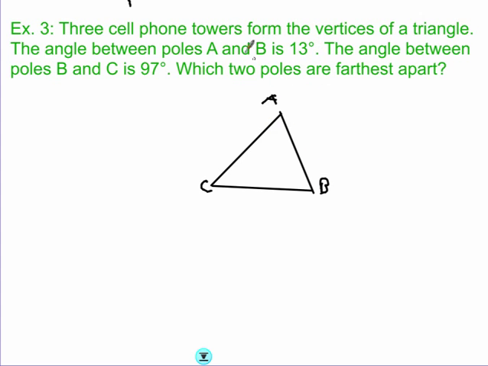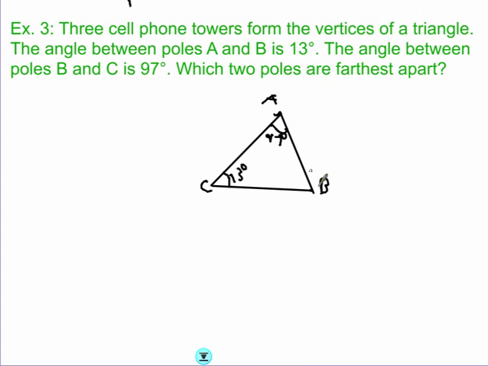So what does that mean, the angle between poles A and B? Well, this angle right here, that's not really between A and B. Neither is this one. It's actually this angle over here, because here's A, here's B, and this calculates the angle between them. So it's actually this angle over here, 13 degrees. If I'm telling you the angle between 2 points, it's always the angle that's at the third point. Similarly, it says the angle between poles B and C. Well, if B and C are the endpoints, then the angle over here at A, that's 97 degrees.